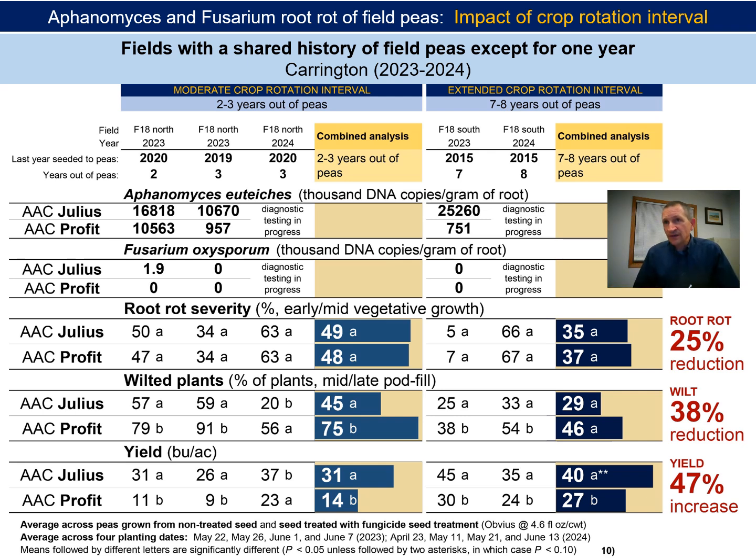So what you have here is a difference in crop rotation interval, but otherwise on a background that's virtually identical. And what you can see right away is that the longer crop rotation interval gave us a 25% reduction in root rot, a 38% reduction in wilt, and a 47% increase in yield. And you'll notice that field pea variety selection was critical. Again, Julius, which has greater tolerance against the Aphanomyces root rot, performed much better.